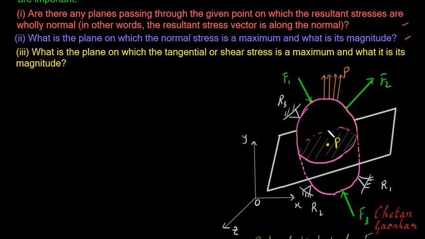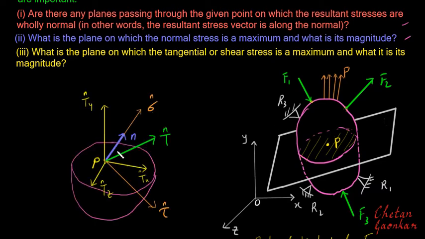All right, to understand this, we had seen that if I just take the cut section of this bottom part, then there will be one resultant stress vector at this point P. And then we had seen that this resultant stress vector can be split along the normal and along the plane. When we split it along the normal, we get normal stress, and along the plane it is called shear stress.